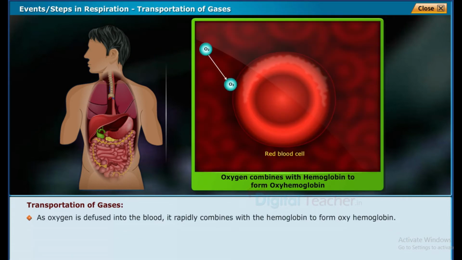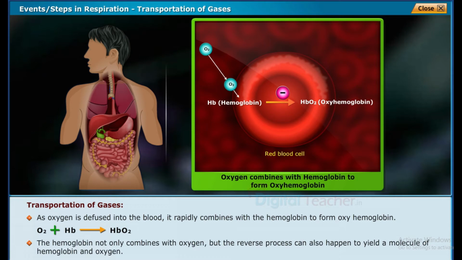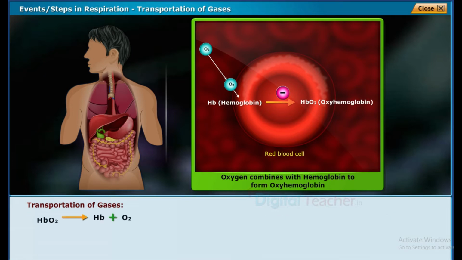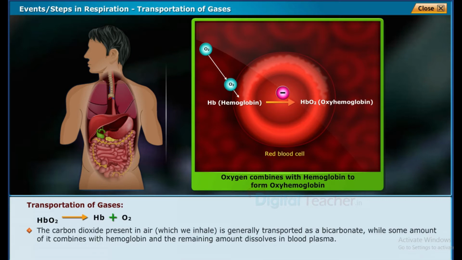As oxygen is diffused into the blood, it rapidly combines with the hemoglobin to form oxyhemoglobin. The hemoglobin not only combines with oxygen, but the reverse process can also happen to yield a molecule of hemoglobin and oxygen. The carbon dioxide present in air which we inhale is generally transported as bicarbonate, while some amount of it combines with hemoglobin and the remaining amount dissolves in blood plasma.